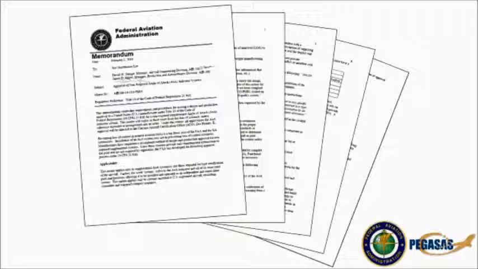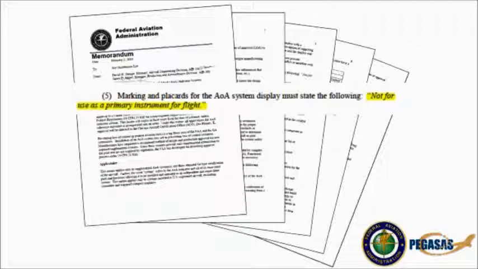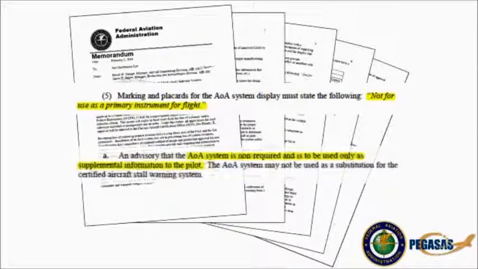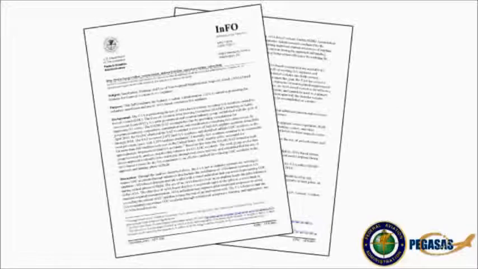It is important to note that within the press release, in the design requirements, the FAA has mandated that a placard be placed that indicates that the AOA system is not for use as a primary instrument for flight. Further, within the operational limitations section of the press release, they have stated that an AOA system is non-required and is to be used only as supplemental information to the pilot. It is important to keep these two considerations in mind while utilizing the angle of attack displays.